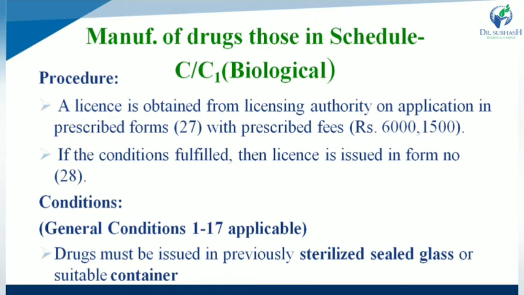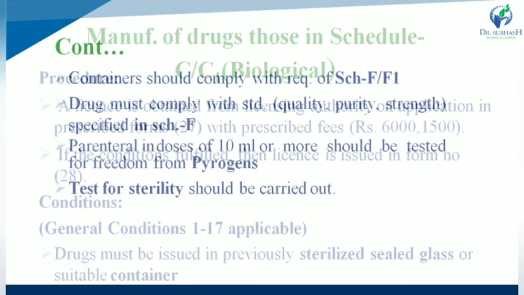So what are the conditions to maintain for manufacturing of biological drug substances? First of all, the general conditions, that is 1 to 17, are already applicable. In the remaining conditions, drugs must be issued in previously sterilized sealed glass or a suitable container. Otherwise, it is issued in a sterilized container. Why? Because of the biological drug substance.